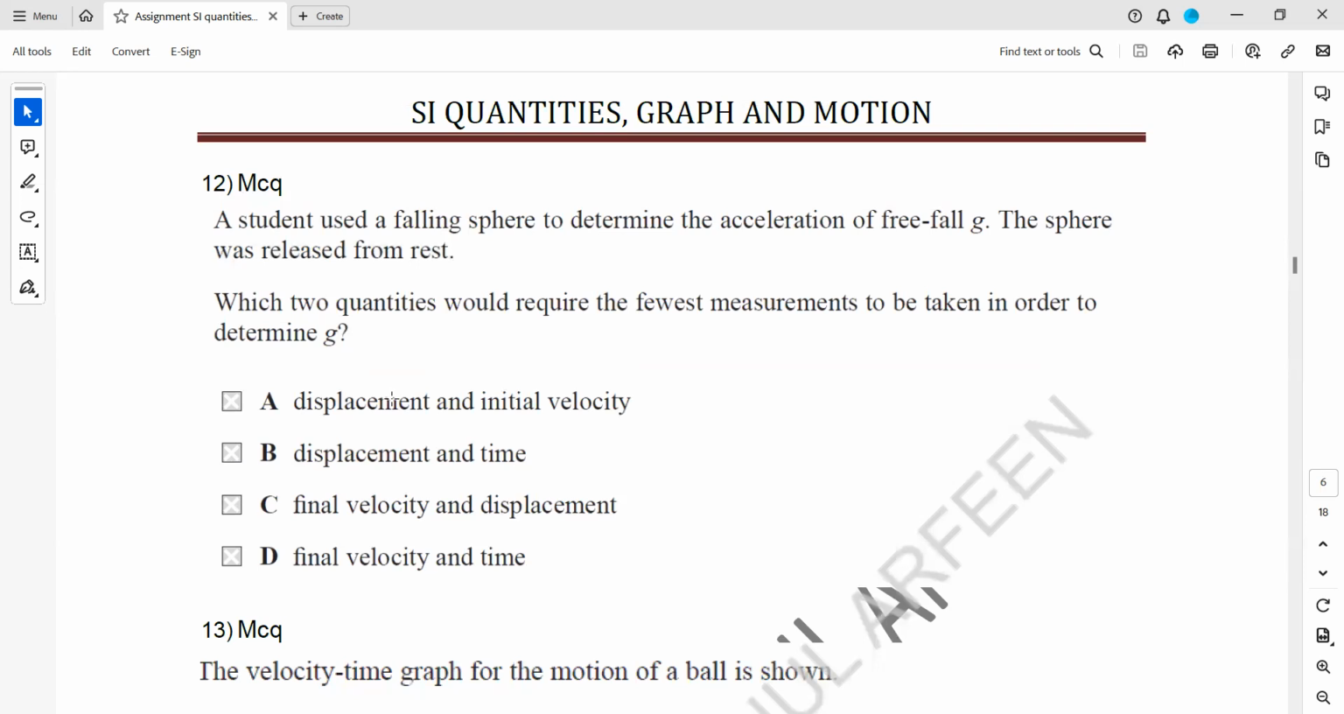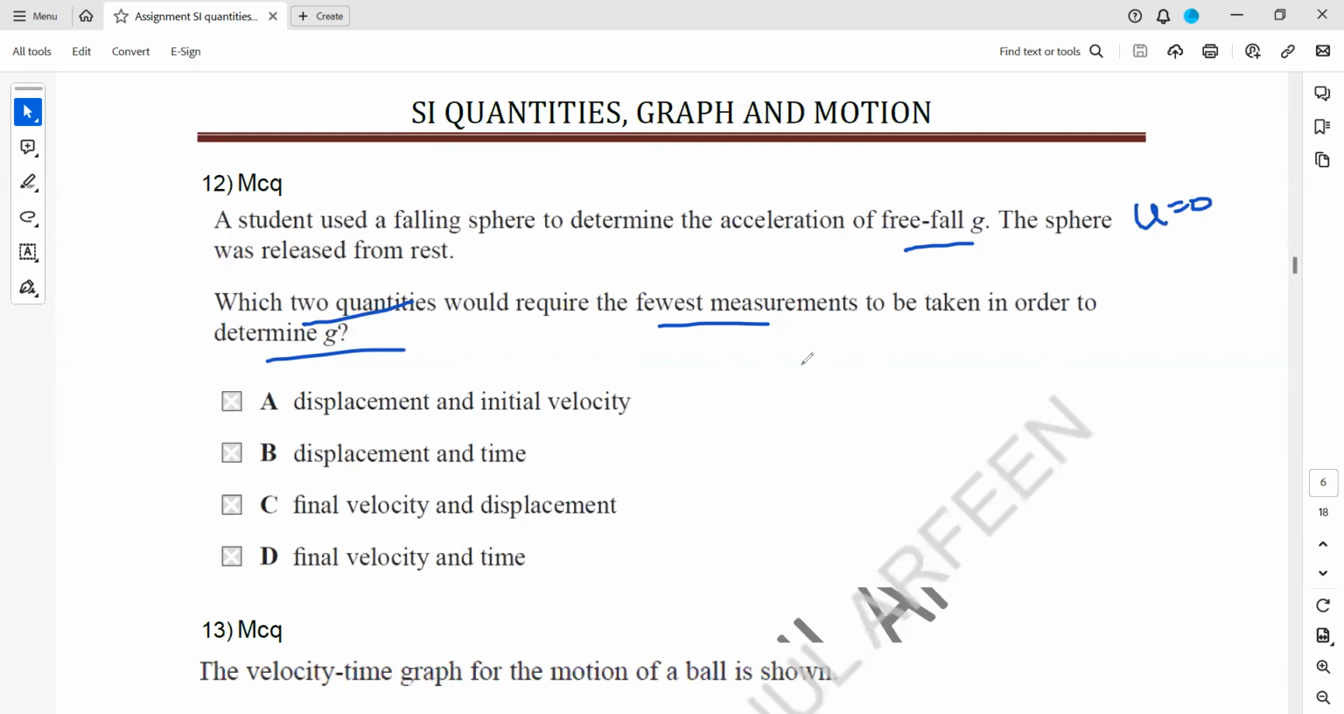A student uses a falling sphere to determine the acceleration of free fall. So the student is finding the acceleration due to gravity. The sphere is released from rest, so the initial velocity is 0. Which two quantities would require the fewest measurements to be taken in order to determine g? We need the minimum values to measure the acceleration due to gravity.